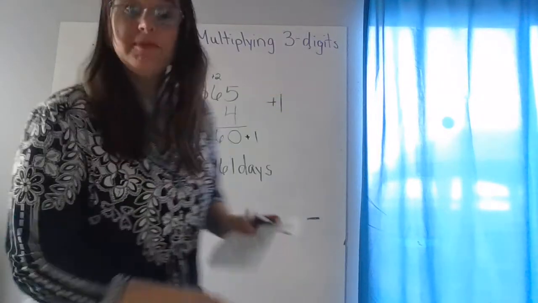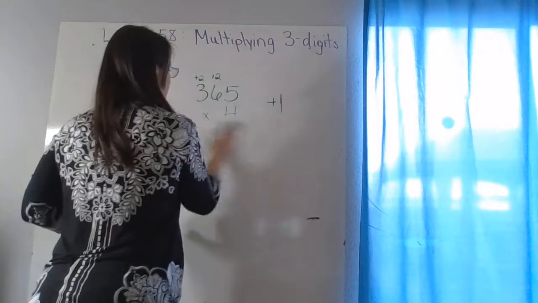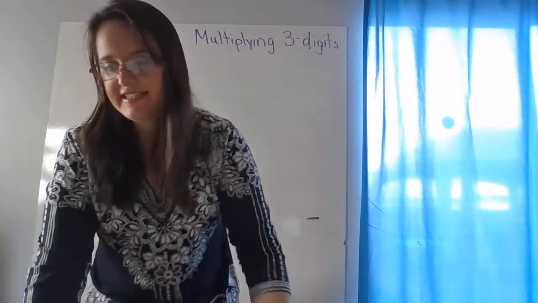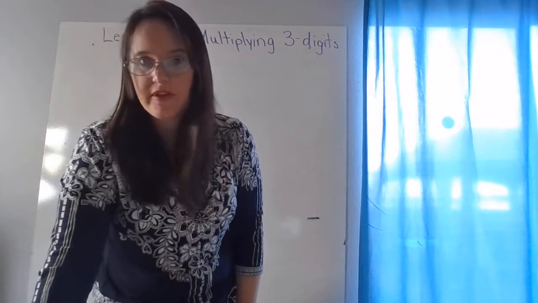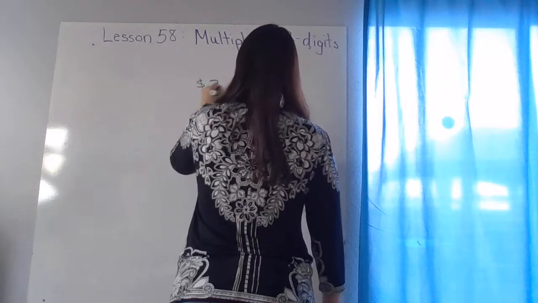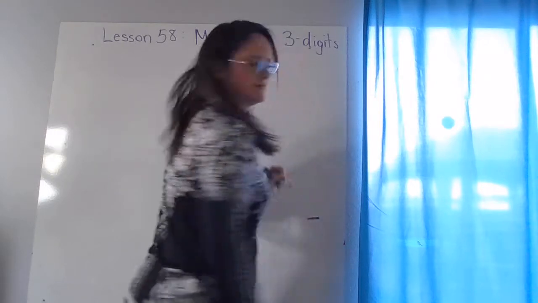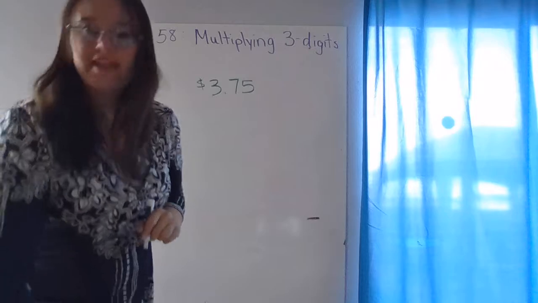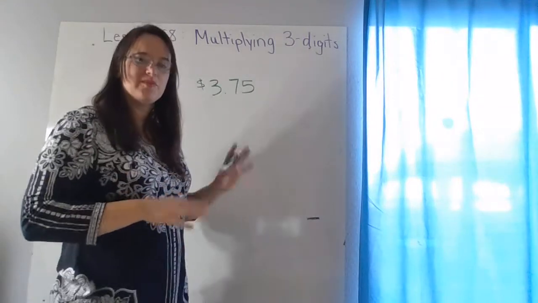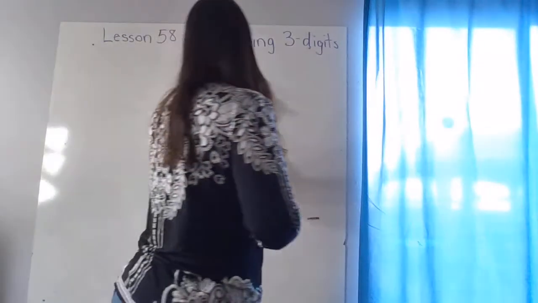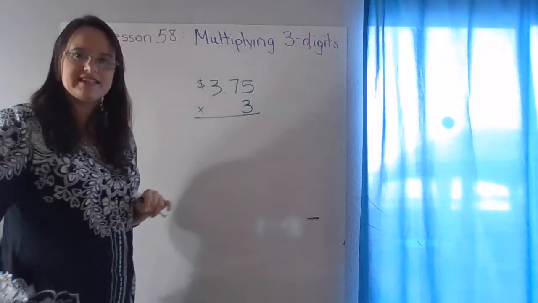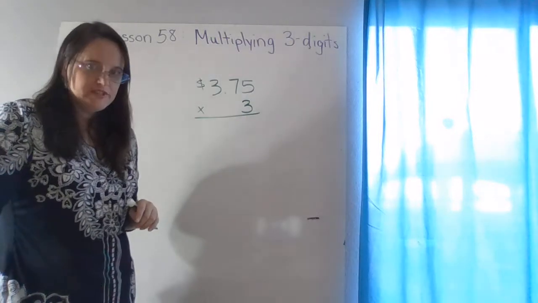Okay, next example is another word problem. This one says tickets to the school play were $3.75 each. How much money would 3 tickets cost? So not like the last one, we don't have anything extra we need to add. We're just getting 3 tickets at $3.75 each, but here's what's tricky.